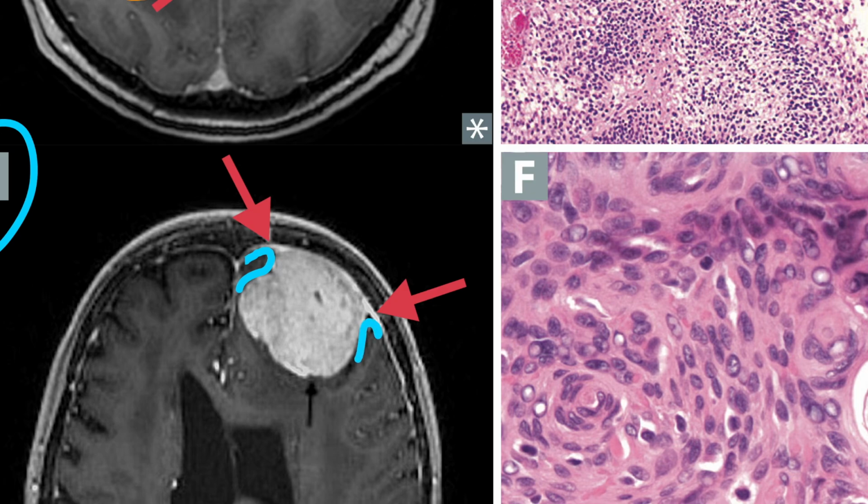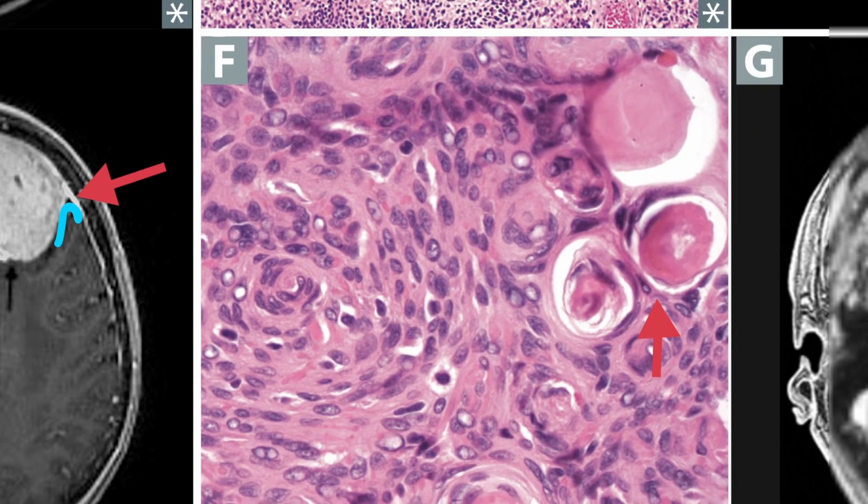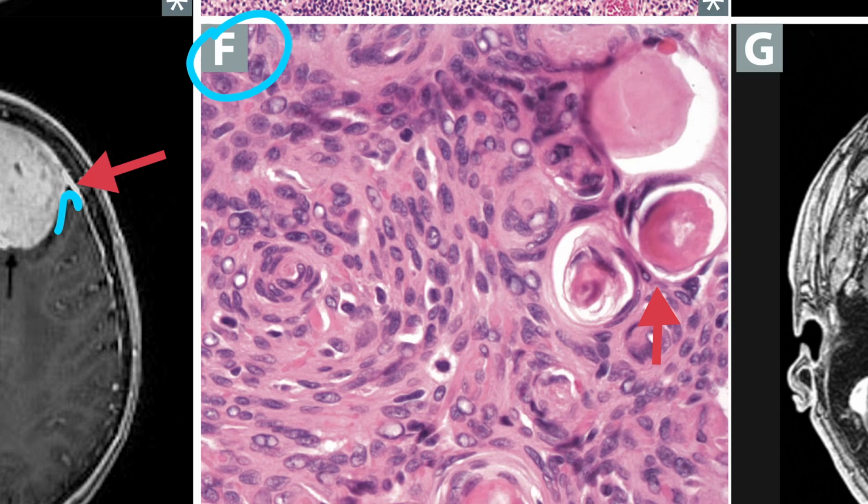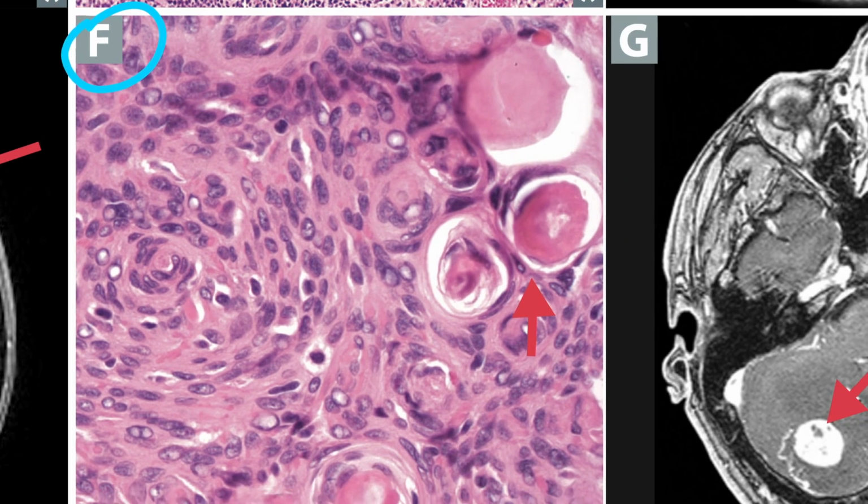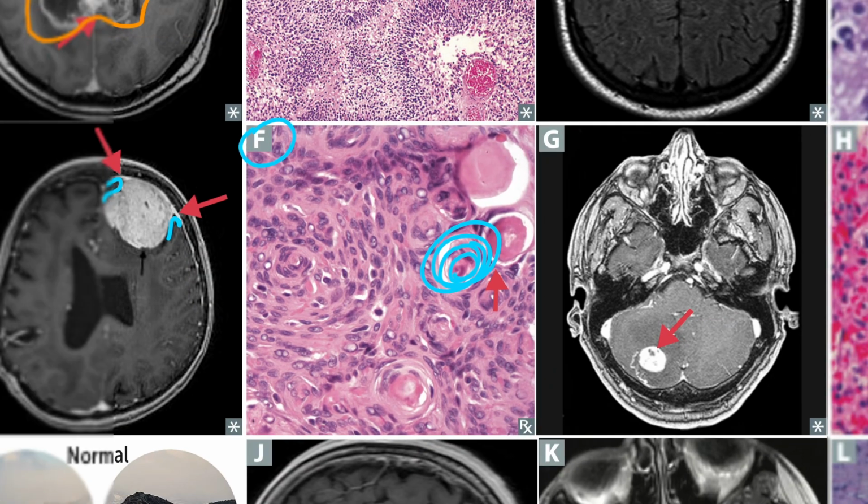Now, the next thing was psammoma bodies, which is picture F. So with psammoma bodies, if you look here, you have the whorl pattern of laminated calcification. So you have a laminated calcification of whorl pattern called psammoma bodies. Right? Now, let's go back to the text.